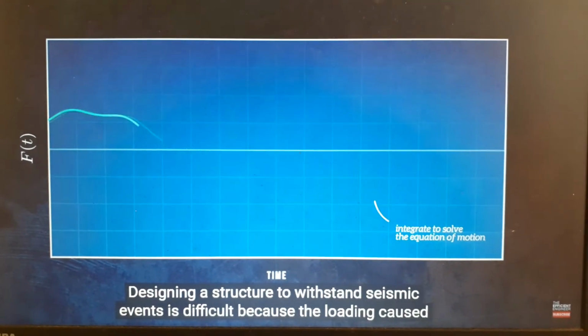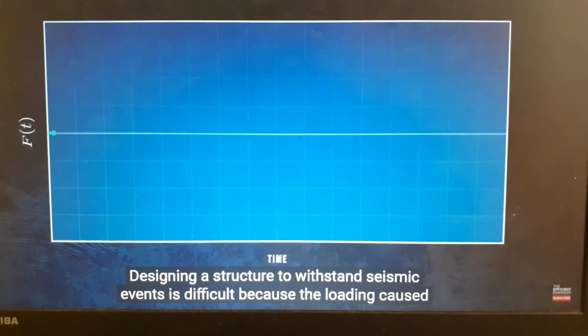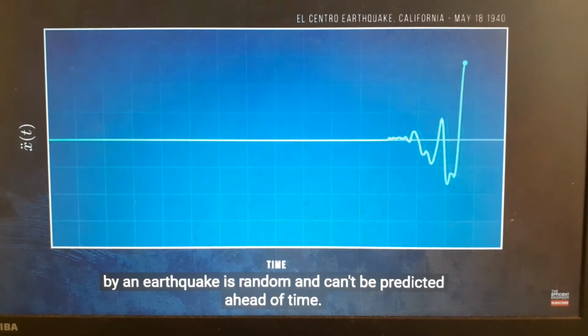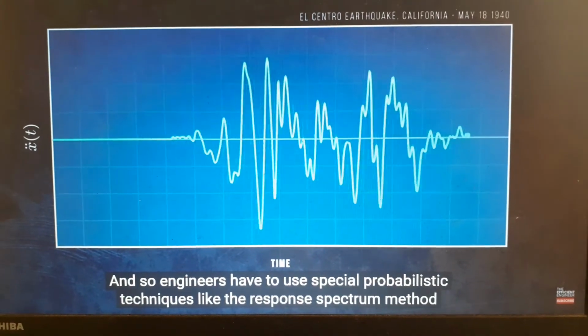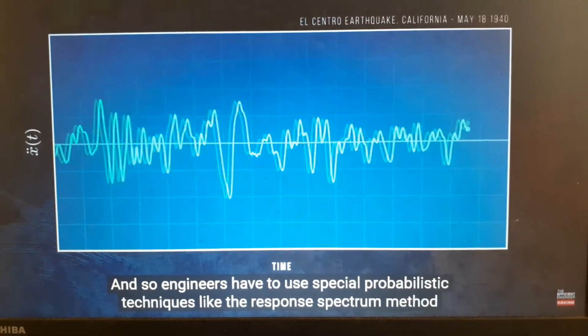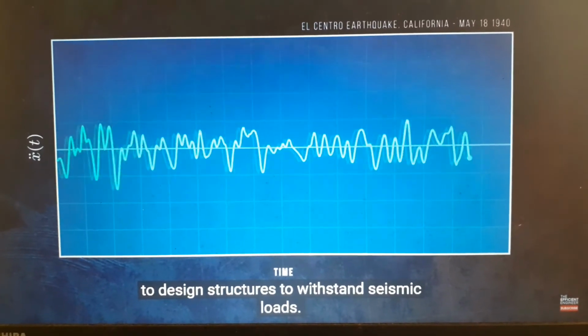Designing a structure to withstand seismic events is difficult because the loading caused by an earthquake is random and can't be predicted ahead of time. And so, engineers have to use special probabilistic techniques, like the response spectrum method, to design structures to withstand seismic loads.